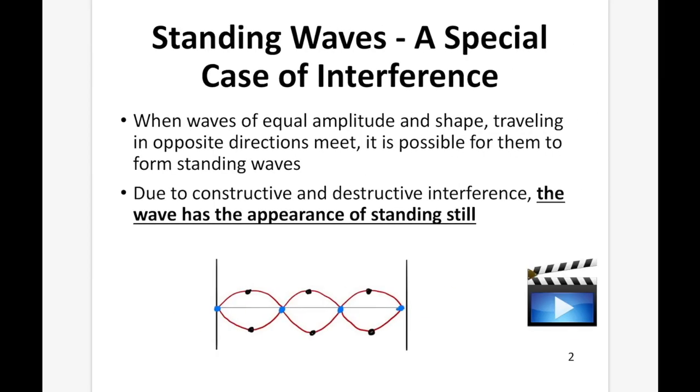Standing waves, a special case of interference. When waves of equal amplitude and shape traveling in opposite directions meet, it's possible for them to form standing waves. Due to constructive and destructive interference, the wave has the appearance of standing still.